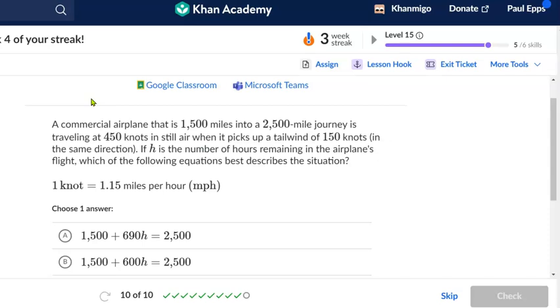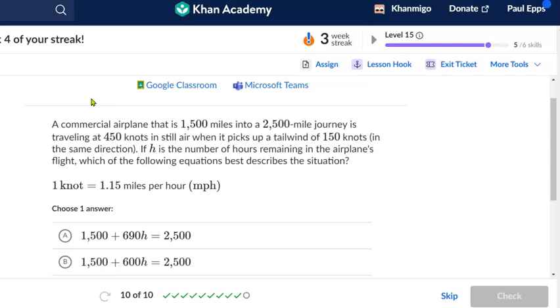All right, so I think what we need to know here is the plane is traveling at 450 knots, picks up a tailwind of 150 knots. So now, let's say it's traveling at 600 knots. So how long does it take at a speed of 600 knots to go 1,000 miles? Because the journey's 2,500 miles, 1,500 miles are already gone. Now, the only way to do that is to convert knots to miles per hour. So we're doing everything in miles.